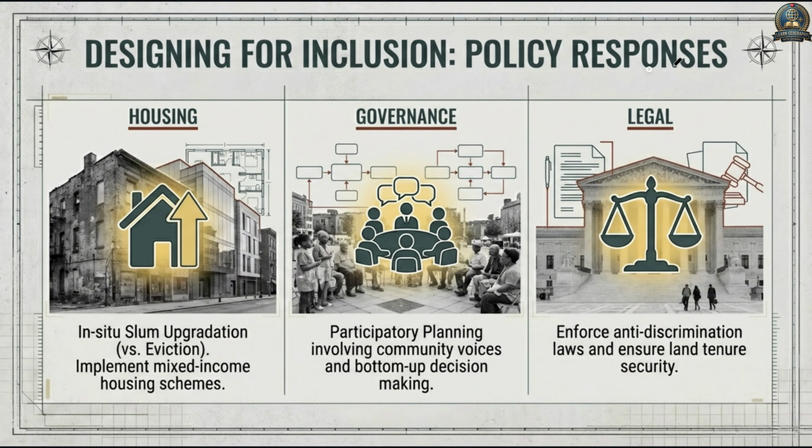Designing for inclusion: policy responses, housing, governance, and legal. Housing, for example, institute slum upgradation versus eviction. Implement mixed income housing schemes. Governance: participatory planning involving community voices and bottom-up decision making. Then legal frameworks: enforce anti-discrimination laws and ensure land tenure security. These are some policy responses designed for inclusion.